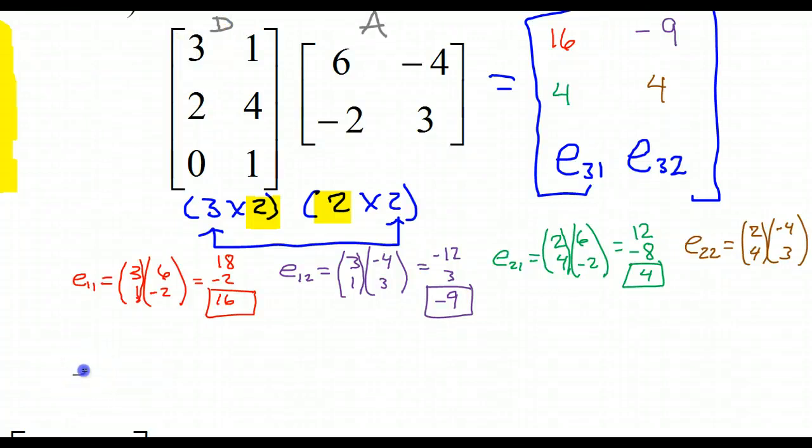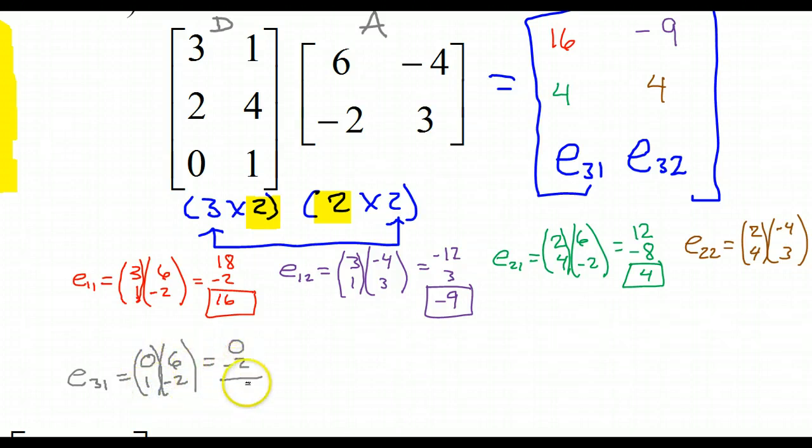Alright, so let's do element 3,1. That's row 3, column 1. Row 3 is 0, 1. And column 1 is 6, negative 2. So that's 0 and negative 2, so that is negative 2. So element 3,1 is negative 2.